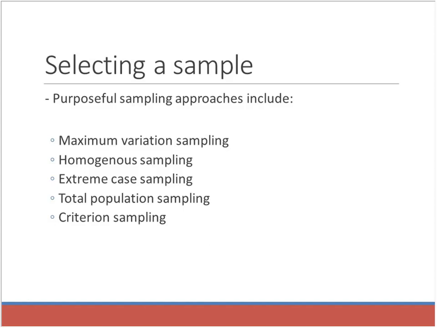At the other extreme is homogeneous sampling. This is a sampling technique that seeks to achieve a very homogeneous sample. That is a sample that shares the same or at least very similar characteristics. So, for example, you might look for a sample of individuals that are similar in terms of age, gender, background, occupation, whatever the variables are that are of interest to you. This is basically the opposite of maximum variation sampling.